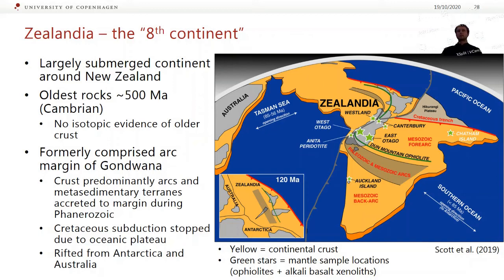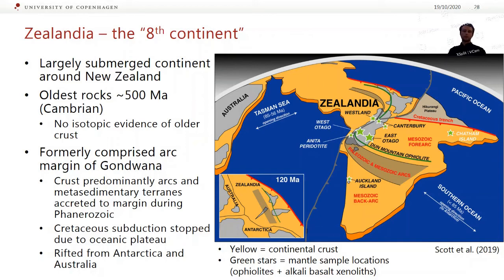So the nice thing about this is it's like a kind of natural laboratory for how you might build continental lithosphere, in that the oldest rocks here are only 500 million years old, the Cambrian age, and there's no isotopic evidence of older crust. About 120 million years ago, this formed part of the arc margin of Gondwana, one of the chunks of Pangaea. And so you had subduction going on under Zealandia, which was attached to Australia and Antarctica. These have obviously rifted apart since then, and Zealandia is pretty much fully detached from Australia, and there's the Southern Ocean between it and Antarctica.